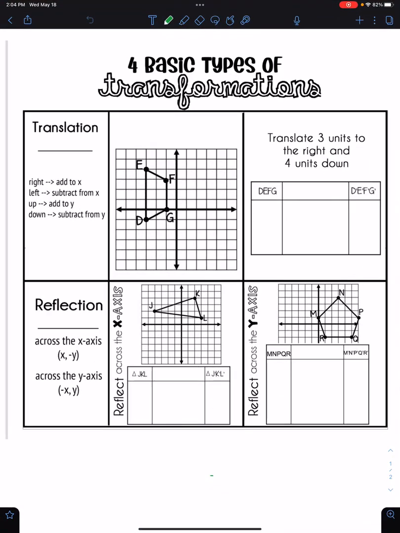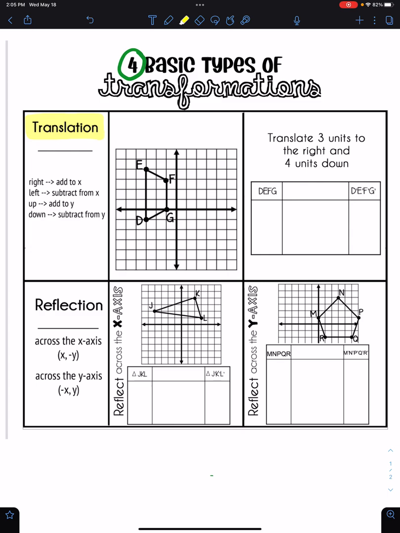Today we're going to begin our lessons on transformations. There are 4 transformations that we'll be learning. The first one is called a translation. So these are just basically moving shapes in a coordinate plane. And there are 4 types of ways that you can move those shapes.